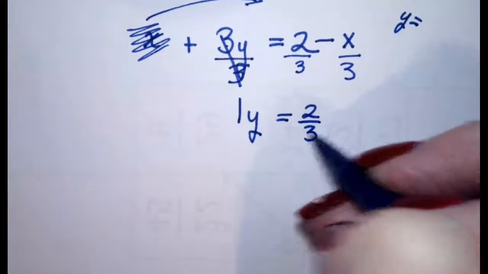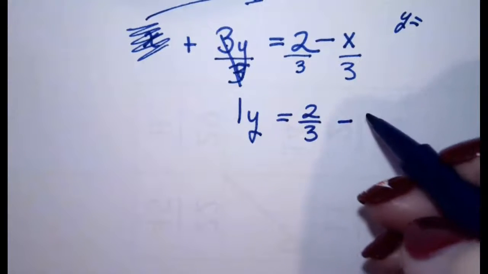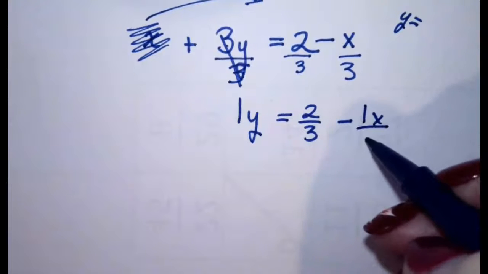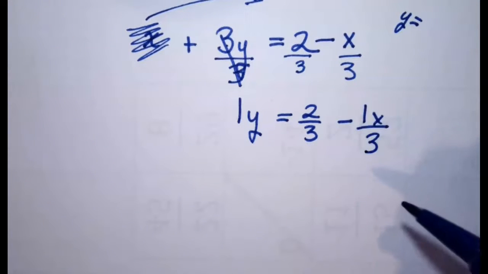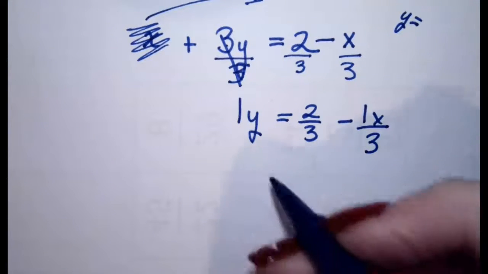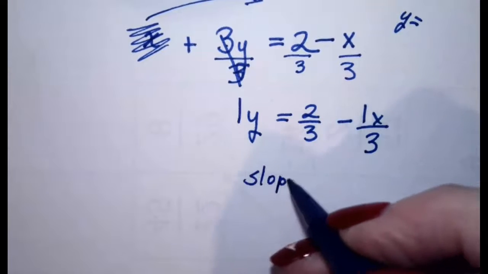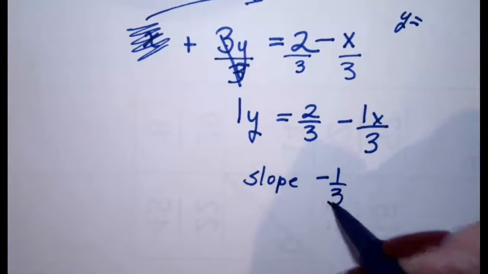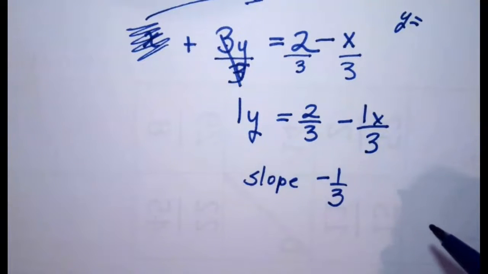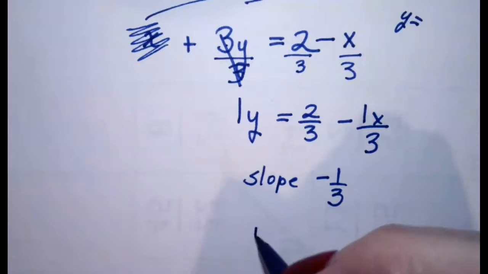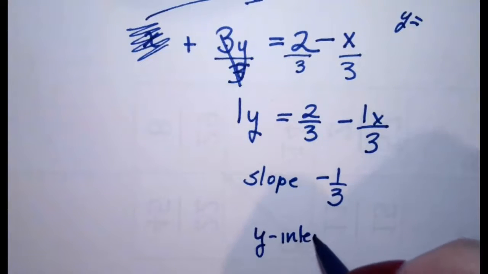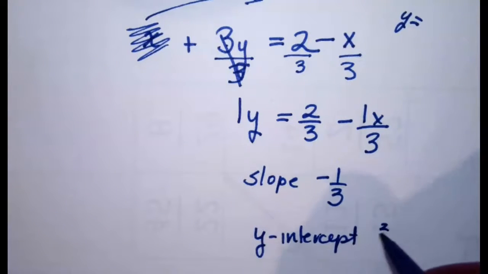This is 2/3 minus, and if it helps your head, put the 1 in front of the x. Sometimes it helps us. That means your slope is negative 1/3, not negative 1/3 x. That means your y-intercept is 2/3. Do not change it into decimals. Leave it in fractional form. Next one.